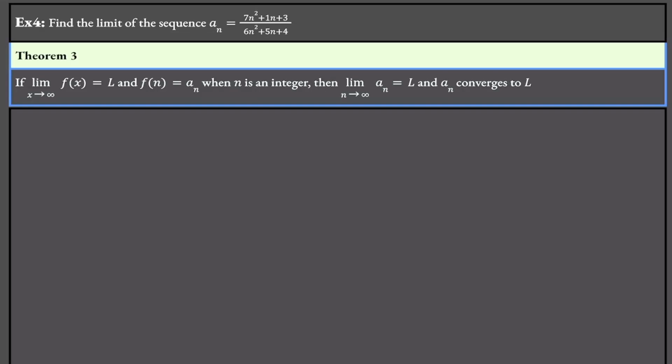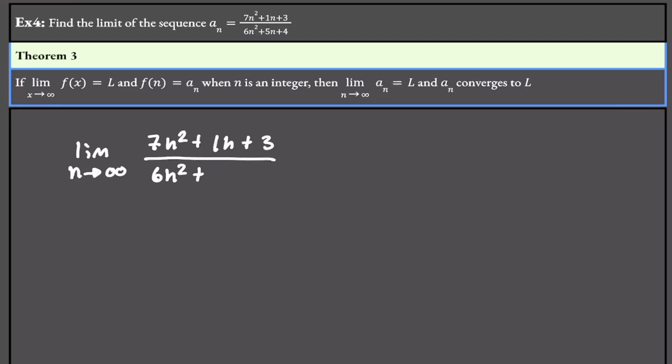So example number 4 looks very similar to example number 3, and it's asking us to find the limit of a sequence, and we're given this sequence. And so remember that we're using theorem 3 because theorem 3 tells us we determine the limit of a sequence the same way we determine the limit at infinity of a function. So let's write this as the limit as n approaches infinity of 7n squared plus 1n plus 3 divided by 6n squared plus 5n plus 4.